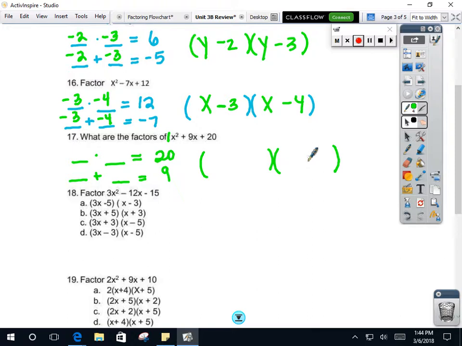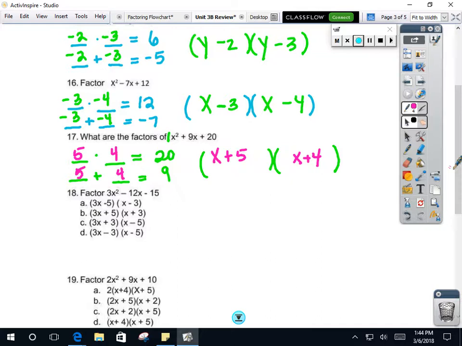Okay, so now what numbers will do that? 5 times 4 is 20. 5 plus 4 is 9. So x plus 5 and x plus 4. Or you could have written x plus 4 then x plus 5. Order doesn't matter because think about it. These are touching, which means they're being multiplied. And when you multiply, does order matter? What property is that? Commutative.